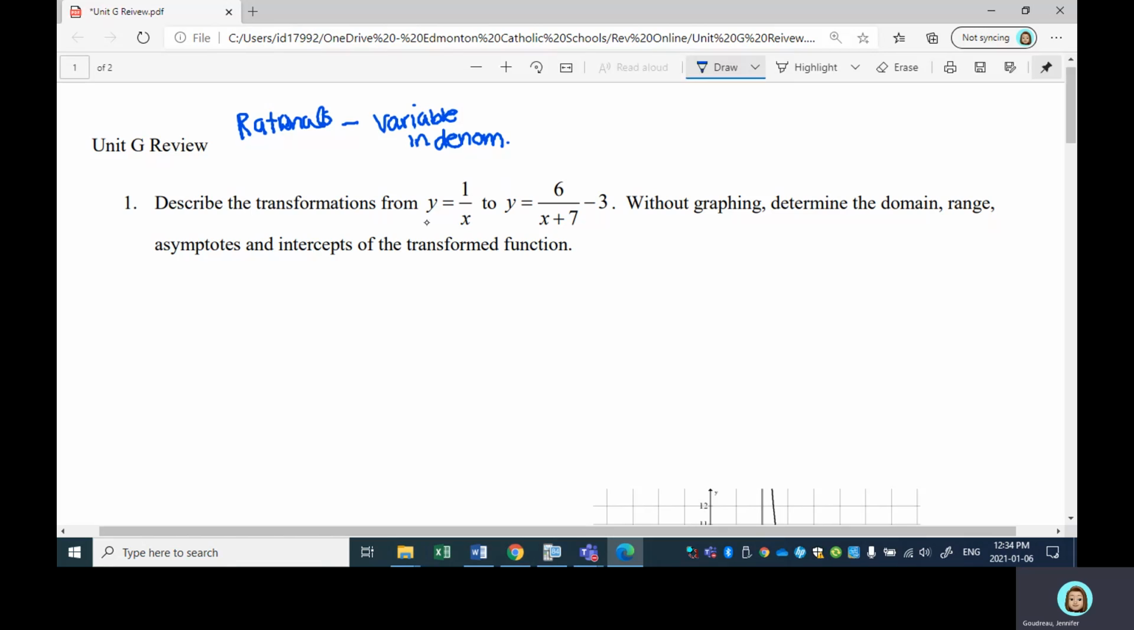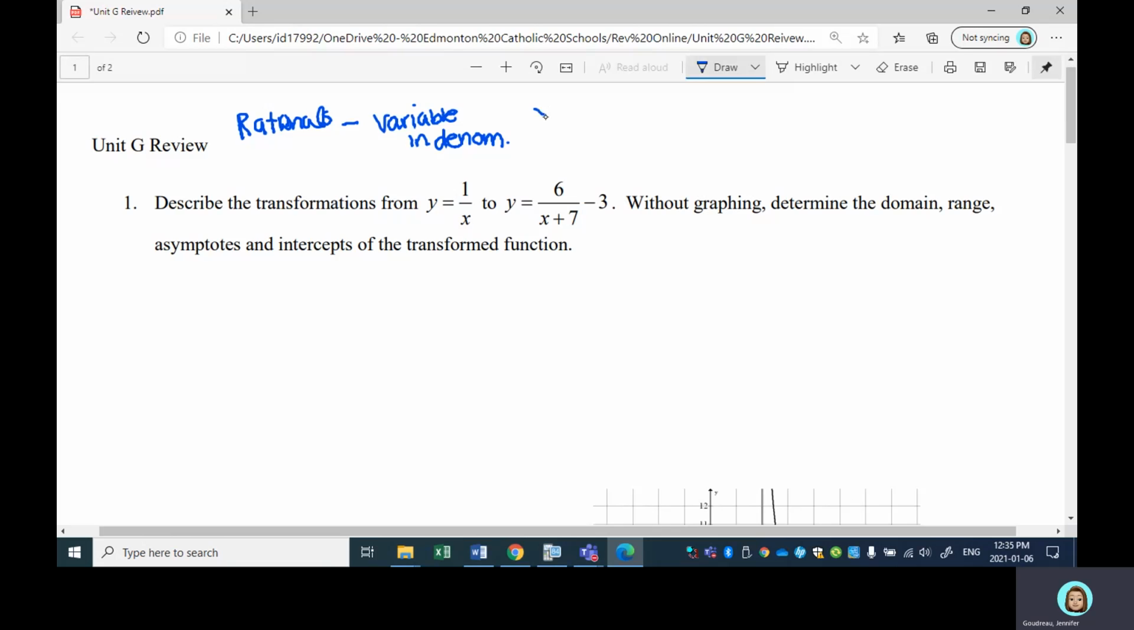Question 1 begins with our most basic rational function, which is 1 over x. And what we want to do is describe the transformations from 1 over x to this function, y equals 6 over x plus 7 minus 3. We're also going to determine the domain, range, the asymptotes, and the intercepts without graphing the function on our calculator.